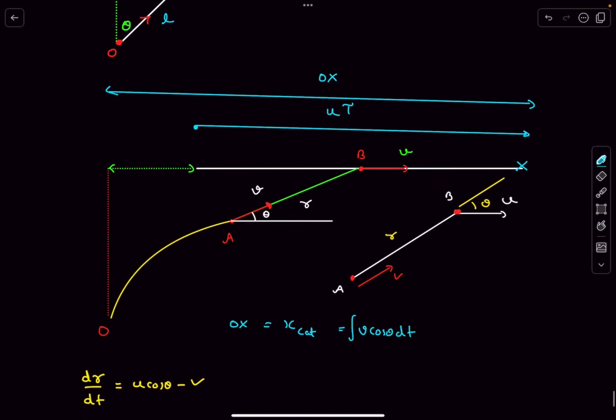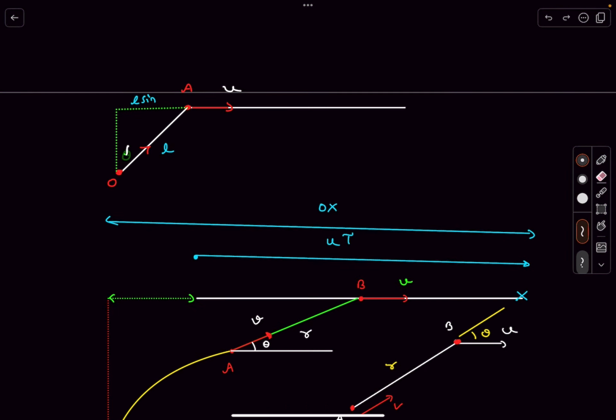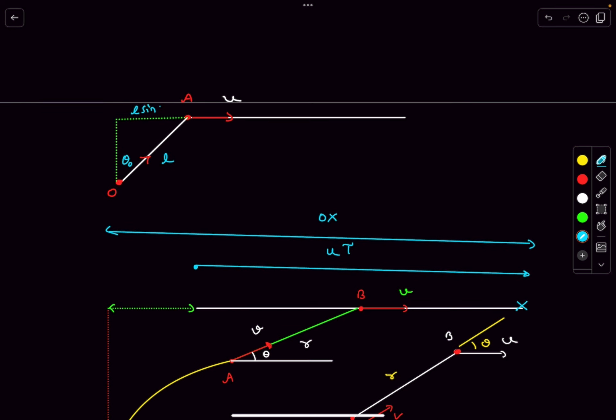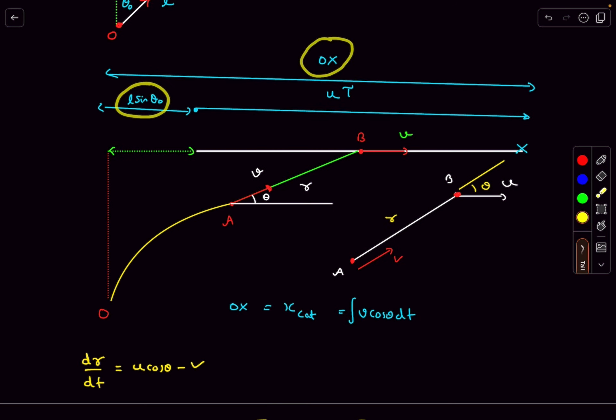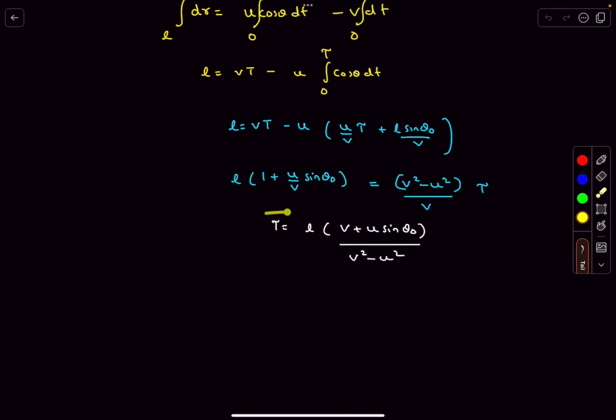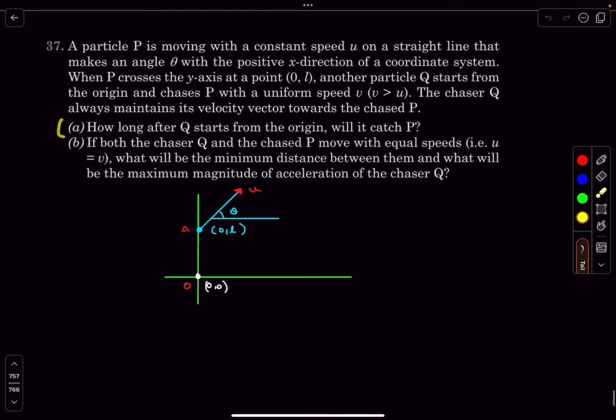Actually, guys, we took theta in both cases, right? This angle, let's just say it is theta naught, just so that we don't confuse it with the variable theta. So this length is going to be L sine theta naught. The distance Ox is nothing but L sine theta naught plus uT, so we can write this as L sine theta naught plus u capital T. From here, as you can see, we can easily figure out the integral of cos theta dt, right? Once you substitute and rearrange, you'll figure out the time T as this particular value. So this is the answer to question A.